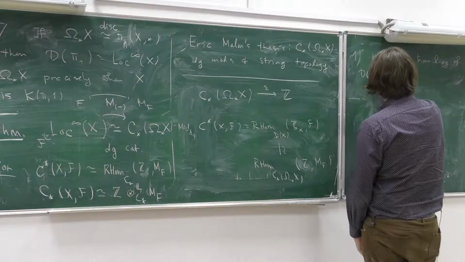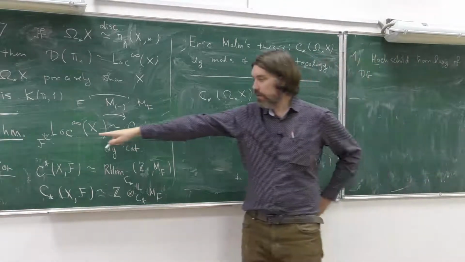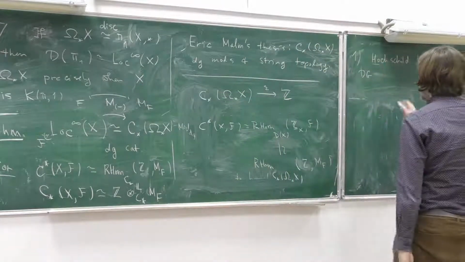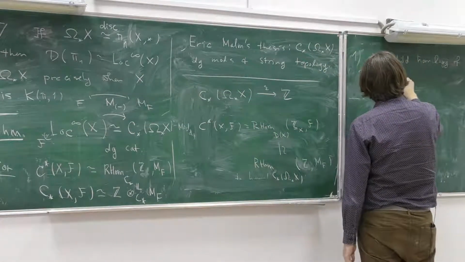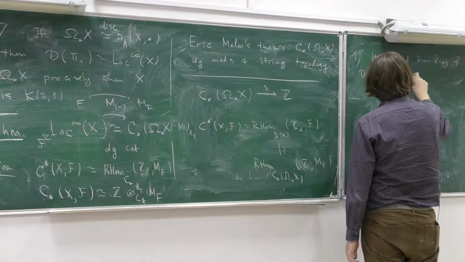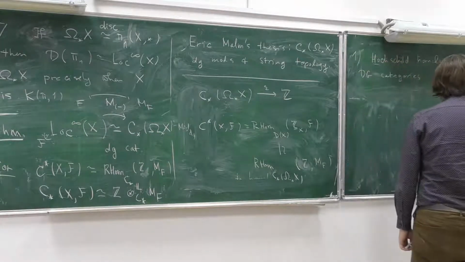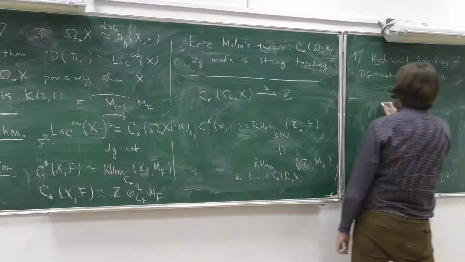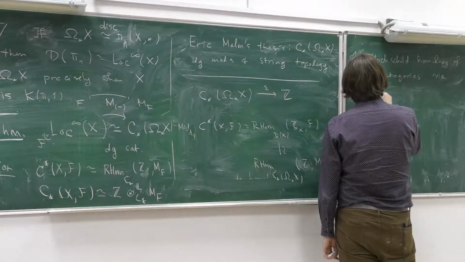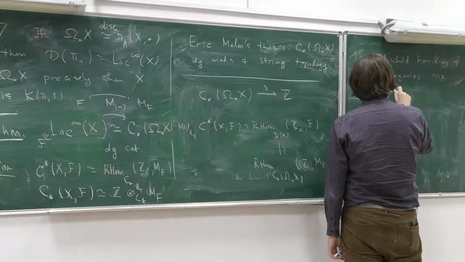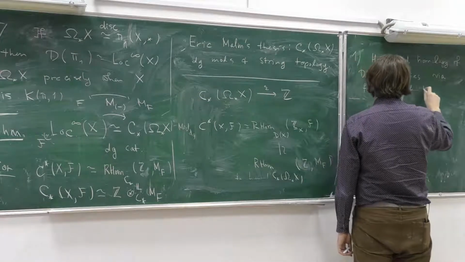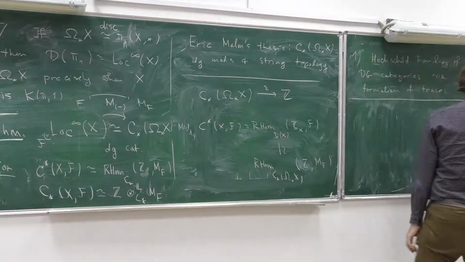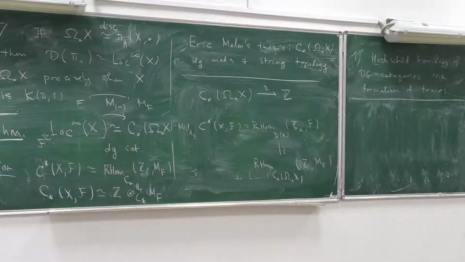I'm going to write big DG. So these are big categories because I have complexes maybe infinite in both directions. And this is going to be via the formalism of traces. Okay, so that needs motivation as well.